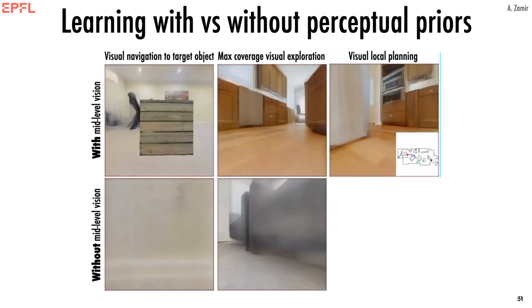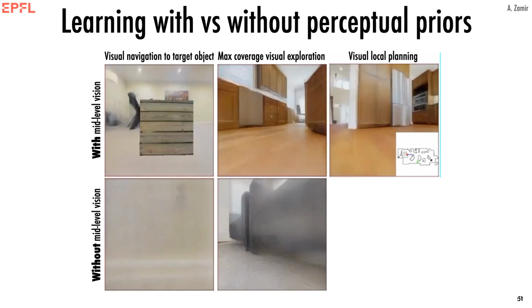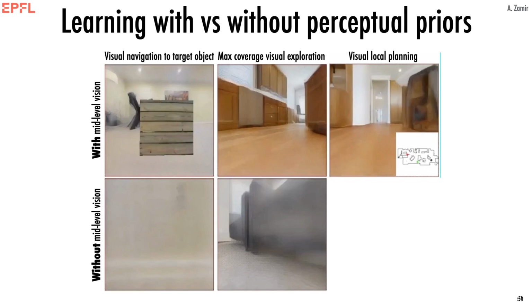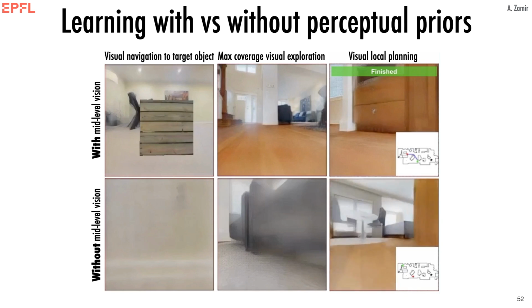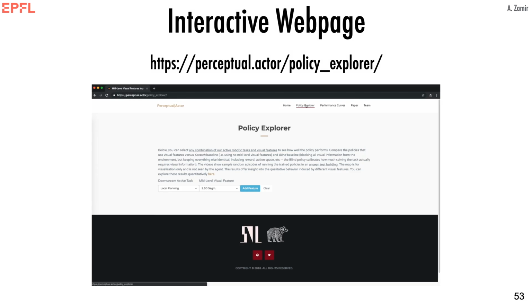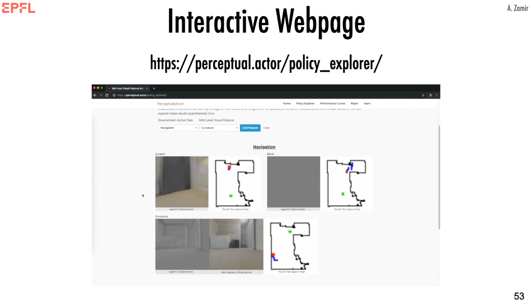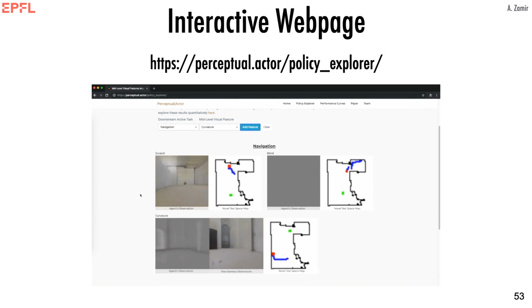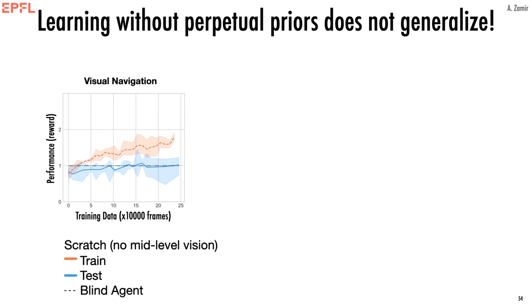And similarly, this is local planning or point navigation, going from one arbitrary point in the building to another arbitrary point in the building. If you go to this website, you can select the downstream navigation task that you're interested in and select from a broad set of 2D or 3D visual cues and see how they compare. It's a good way of getting some hands-on experience and some intuition about how these models work.